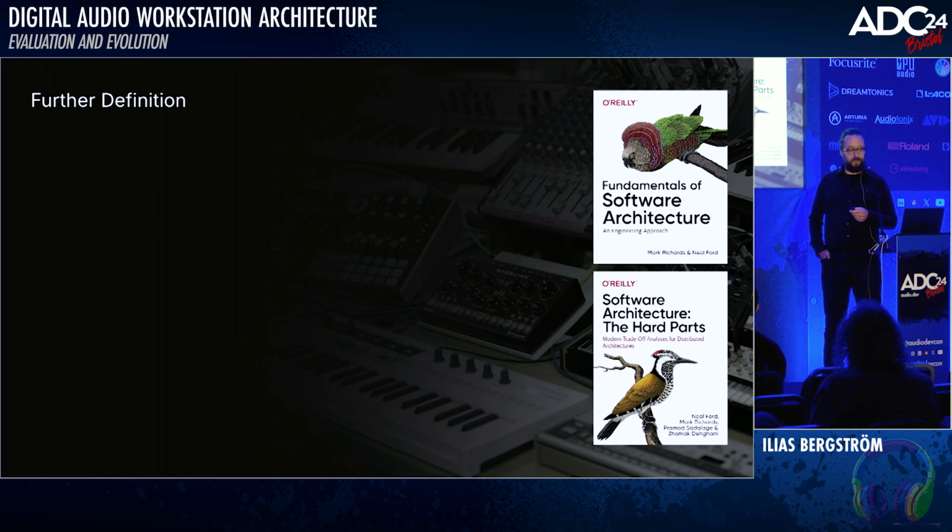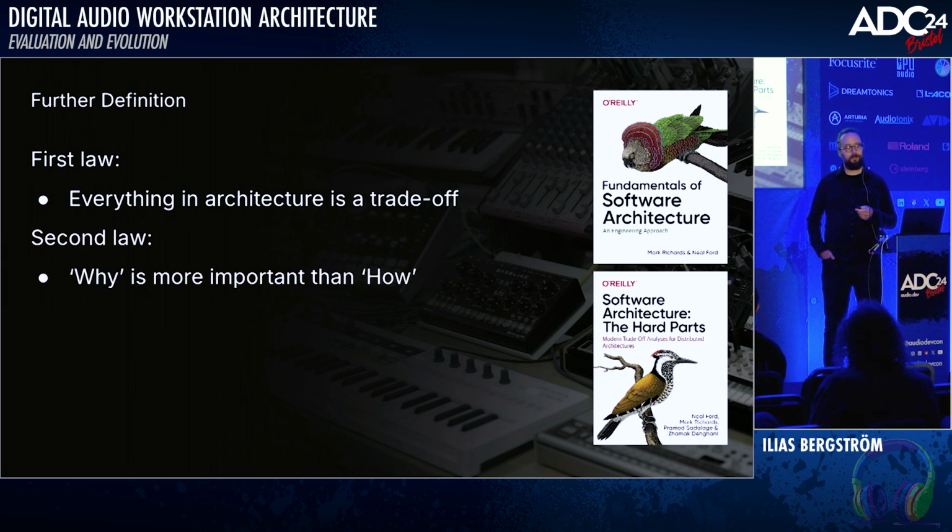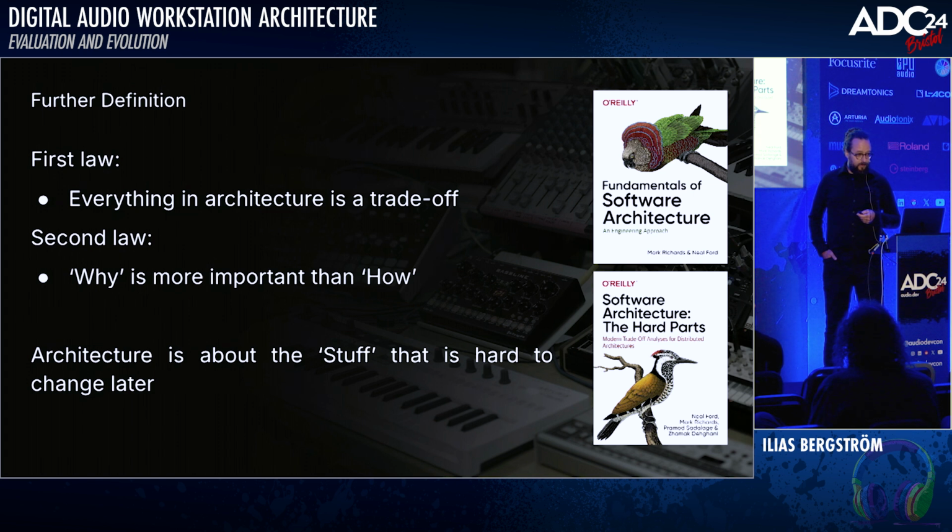And since then, I've done further reading, including the Fundamentals of Software Architecture book and its follow-up, Software Architecture: The Hard Parts by Richards, Ford, and a few others. And in those, the authors also very helpfully give the first law of software architecture, which is that everything in architecture is a trade-off. And the second law, why in architecture is more important than how, though you have to get to how eventually. And they also state, in other words, architecture is about the stuff that's hard to change later.